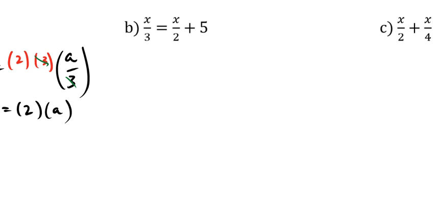What do you think? What are you going to do? Josh, have any ideas? Same idea, Kevin? Yes, you're going to times everything by 3 and 2. Nice. So let's do it.